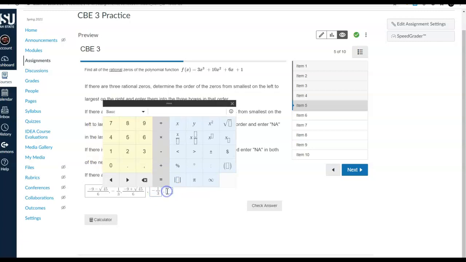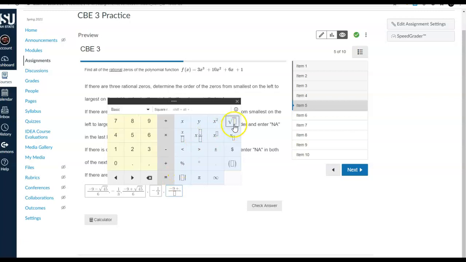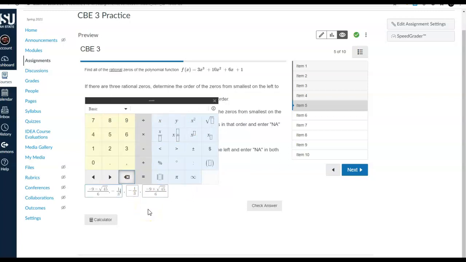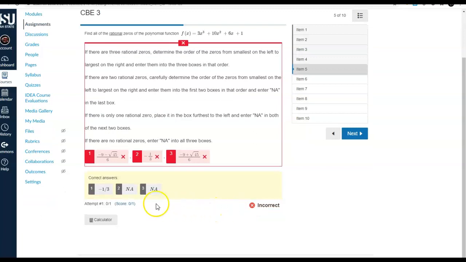And here we go. Negative 9 plus square root 45 over 6. We saw this stuff. Oh, crap. Let's see what it wants. It wants not that. So, hold on just a second. Let me go check my work here.